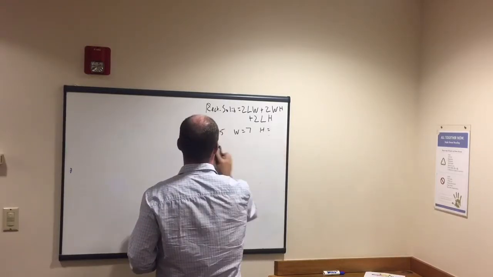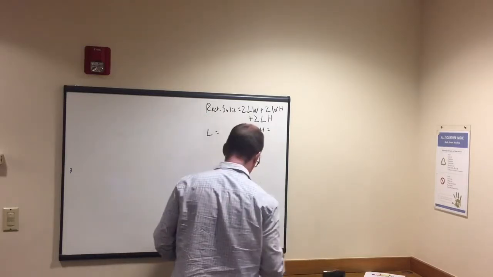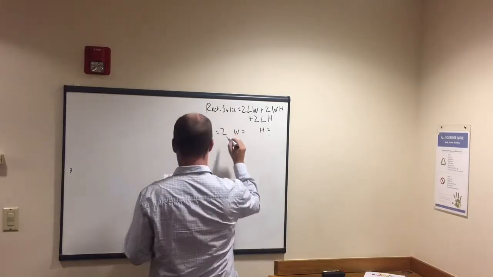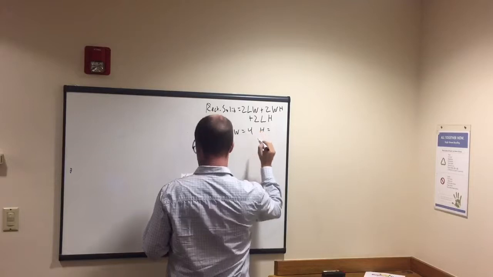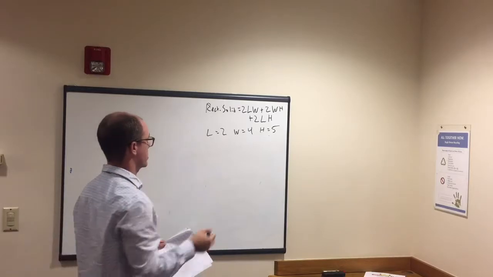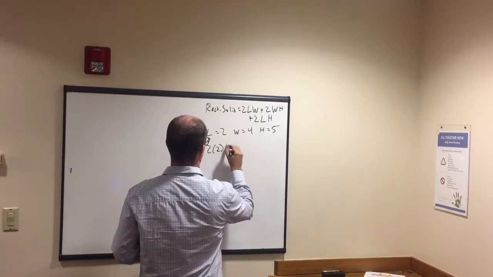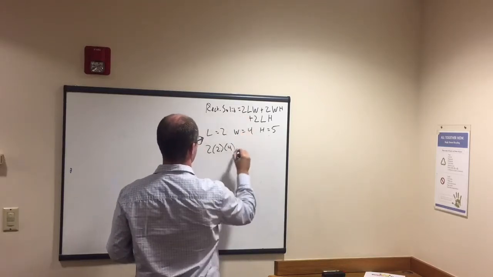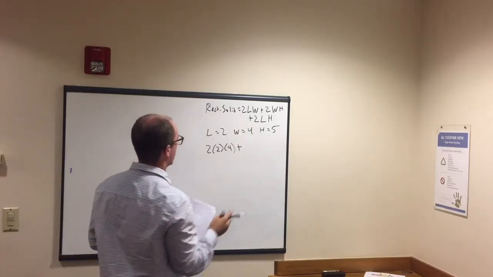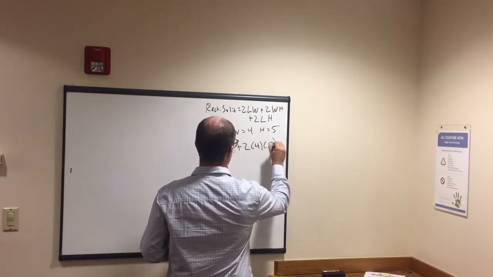Okay, let's do another one. So they'll give you length, width, and height. You have to know the formula. Plug it in. On this one, length is 2, width is 4, height is 5. We go through exactly the same process. 2 times 2 times 4. And remember, don't forget about these 2's. Sometimes people forget to put the 2 in front of the length, the width, and the height, and they won't get the right answer. Plus 2 times 4 times 5.